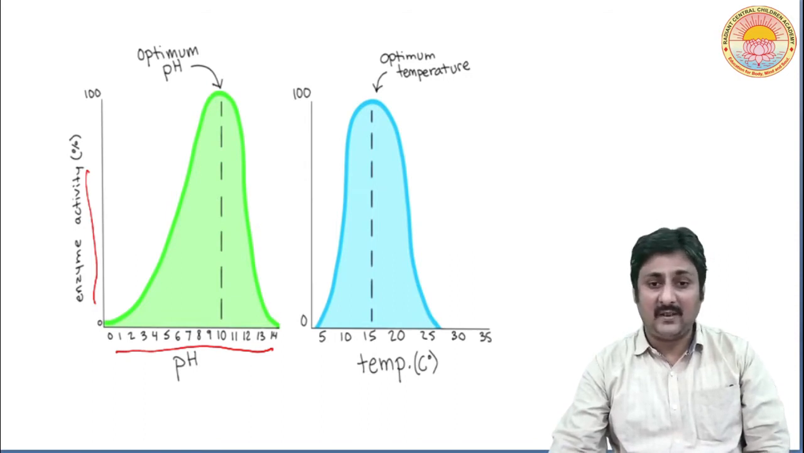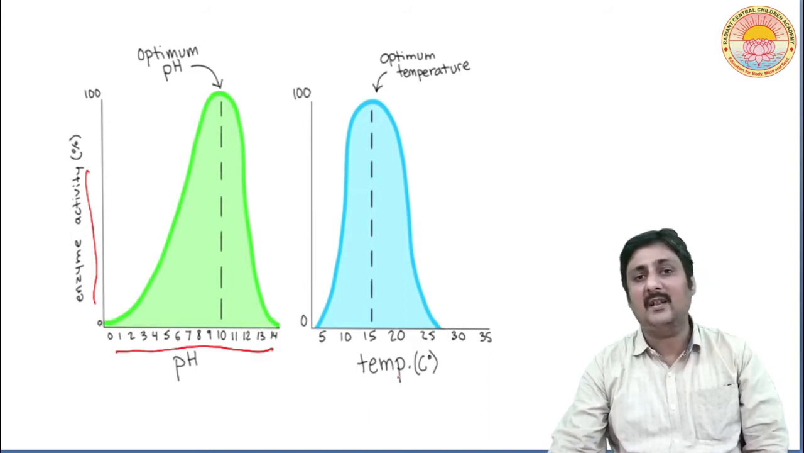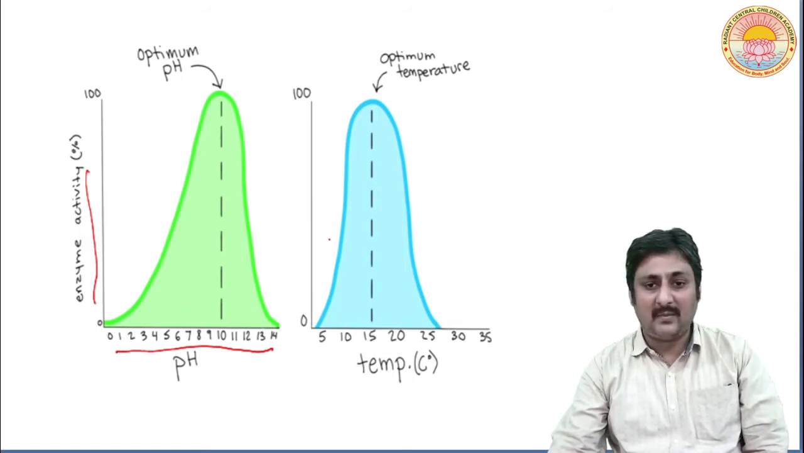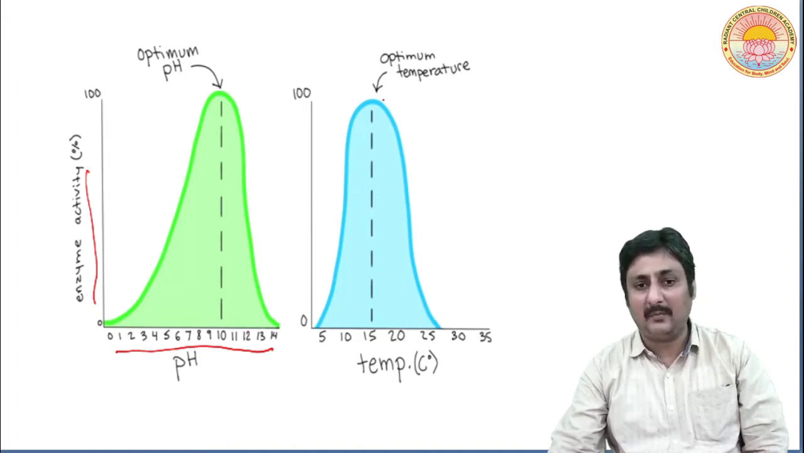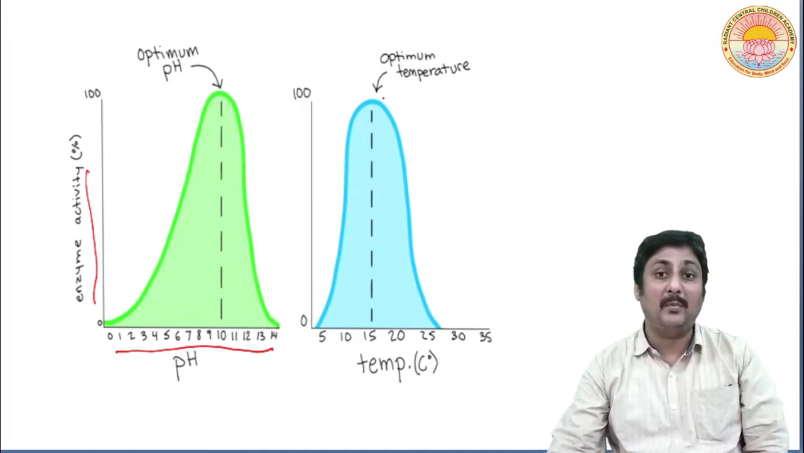Now as far as temperature is concerned, on the y-axis the percentage of enzyme activity is given, and in the x-axis the range of temperature is given. You can notice a particular temperature where the enzyme activity is optimum, and it is called the optimum temperature.